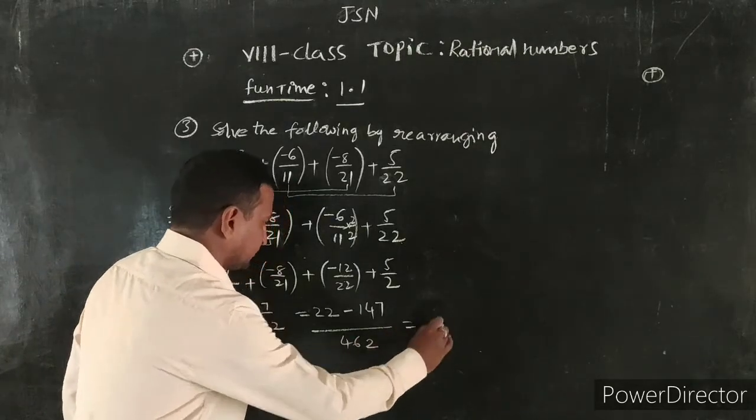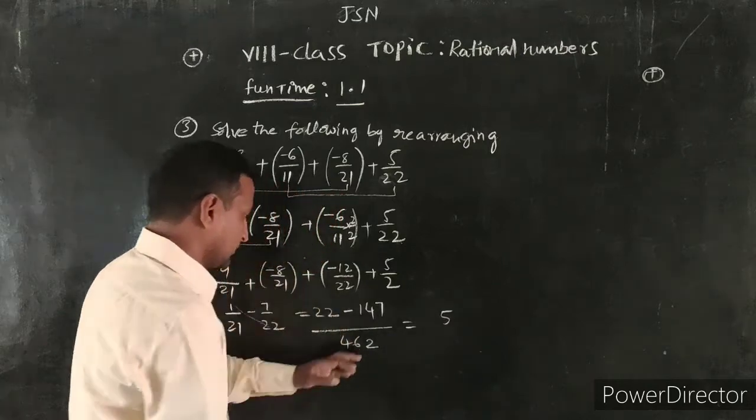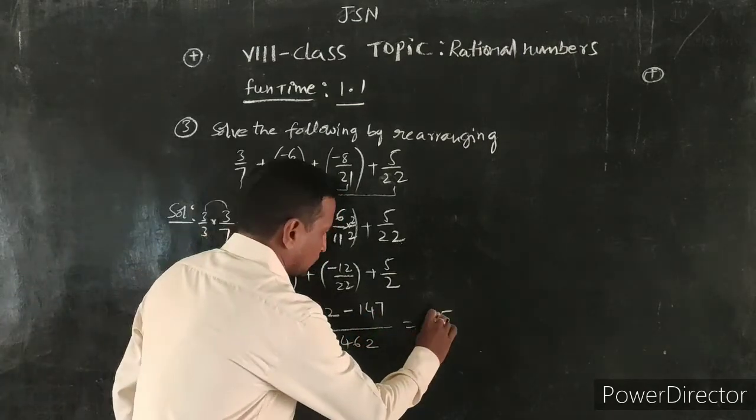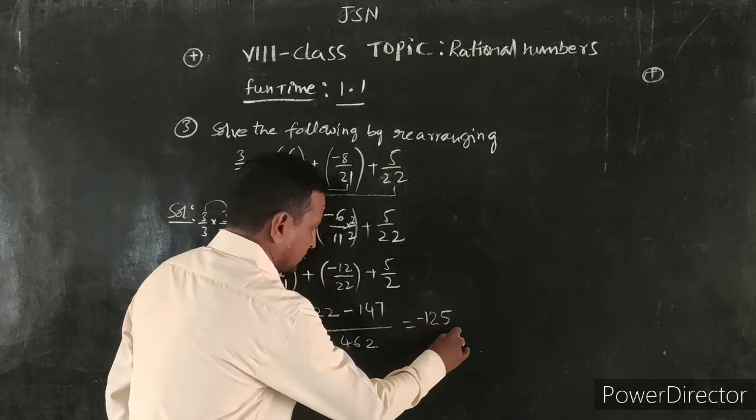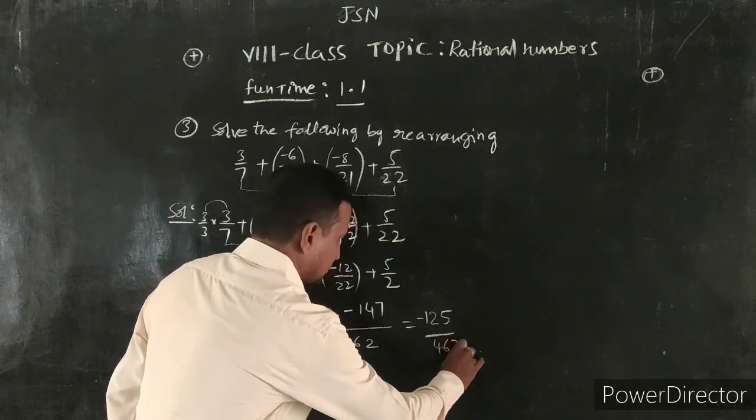Subtract: 7 means 5, 4 minus 2 means 2, minus 1 by 4 6 2.